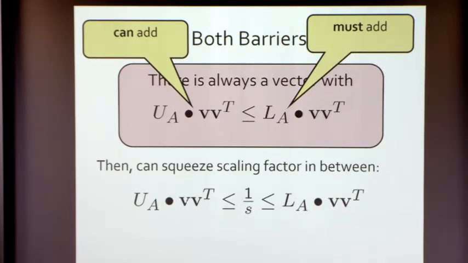If this bound for the upper barrier is less than the bound for the lower barrier, then there's a feasible S. So, in words, what it's saying is that for every vector, there's an amount that you can add without blowing up the spectrum too much. And there's an amount that you must add in order to push the lower end of the spectrum sufficiently. And you're looking for a vector for which the amount that you must add is less than the amount that you can add. And this is reflected very precisely in this inequality of quadratic forms.